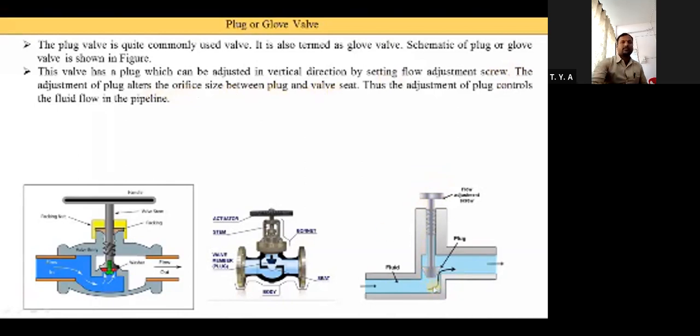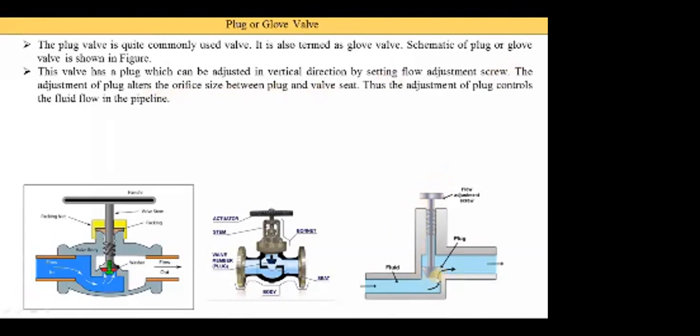Okay, so here you see, we consider this is the seat valve. When this plug is moving up and down, the plug shape is conical. When it's moving up and down, at that time this passage is changed.